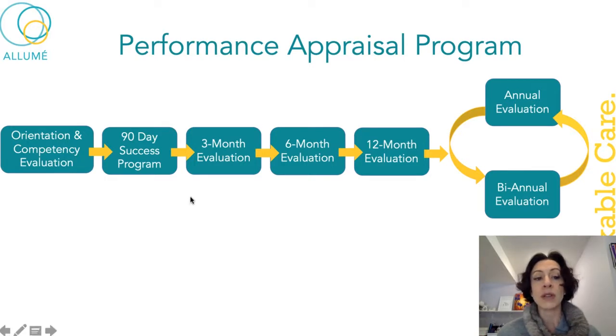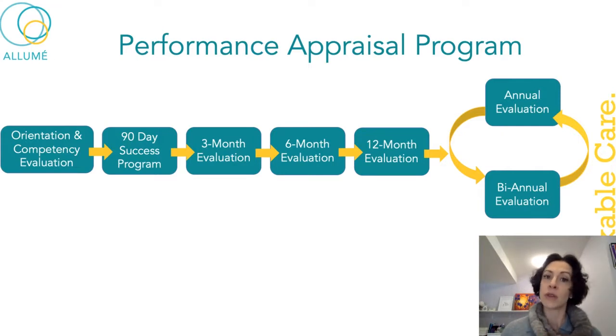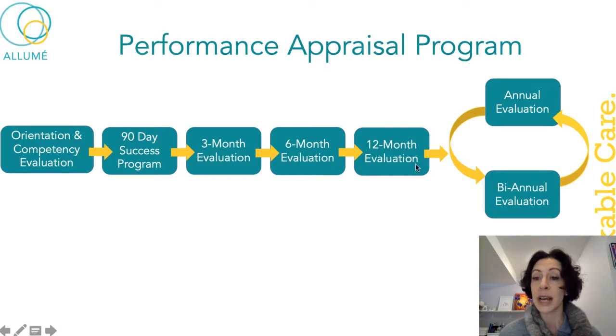Then we move you into the 90-day success program where you're going to be working more closely over the first 90 days with your mentor or supervisor and getting your feet wet, getting to know the scheduler, getting to know the family, getting to know the Allume system, hearing back from quality assurance, finding out how you're doing in terms of documentation. Working with your team to be able to really get settled in working with a family. Then there's the 3-month evaluation, and then the 6-month evaluation, the 12-month evaluation, and then we have the annual and biannual that goes on and on and on.